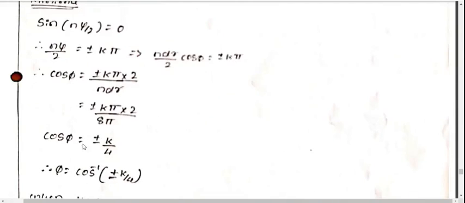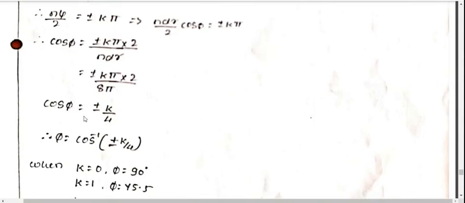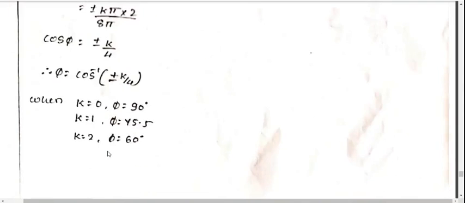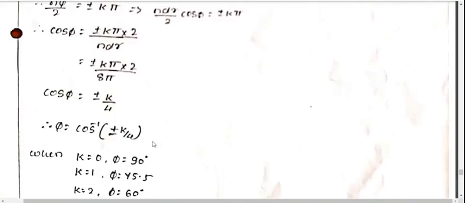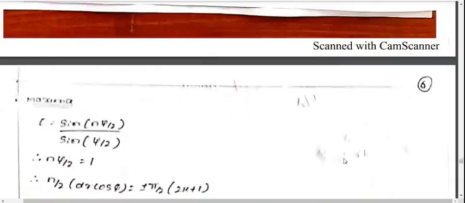Now if we want to find phi, cos phi is equal to plus or minus k by 4, or phi is equal to cos inverse of plus or minus k by 4 here. Now substitute the values 0, 1, 2, 3 for k, and you will get the phi values. That is nothing but the pattern minima here. So this is how we are going to represent the pattern minima here.